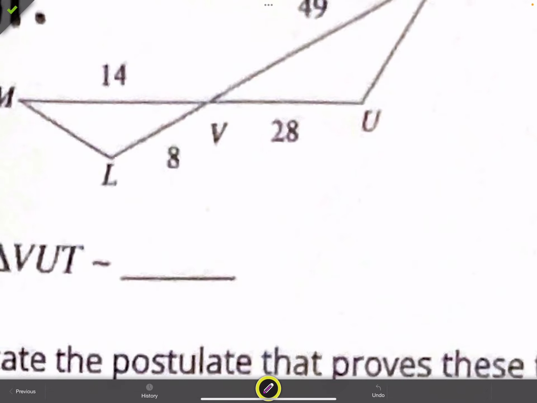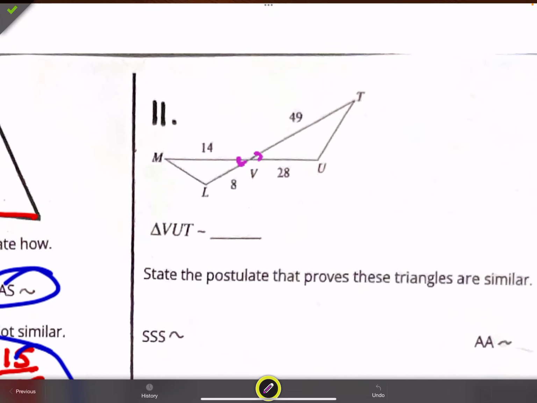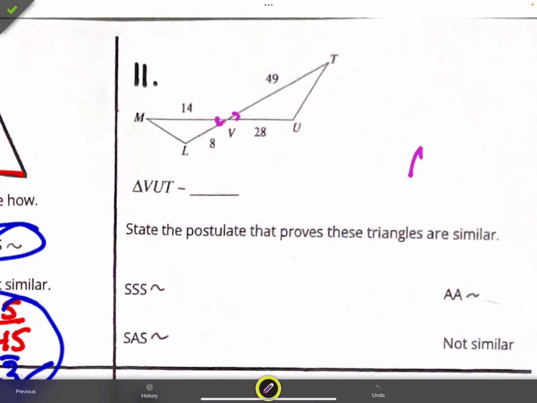Yeah, there is, right? Verticals. Aren't vertical angles congruent? So we have an angle. There's your A. So we know it's not angle, angle. We already said that. We know it's not side, side, side because they only gave us 2 sides, not 3. So probably side, angle, side.